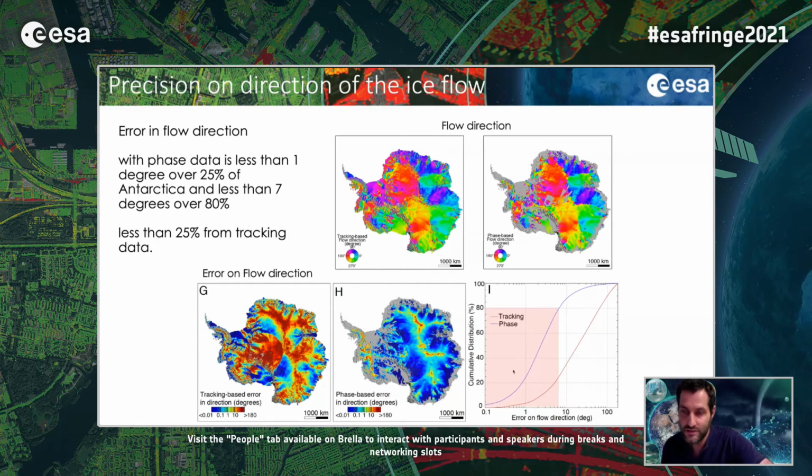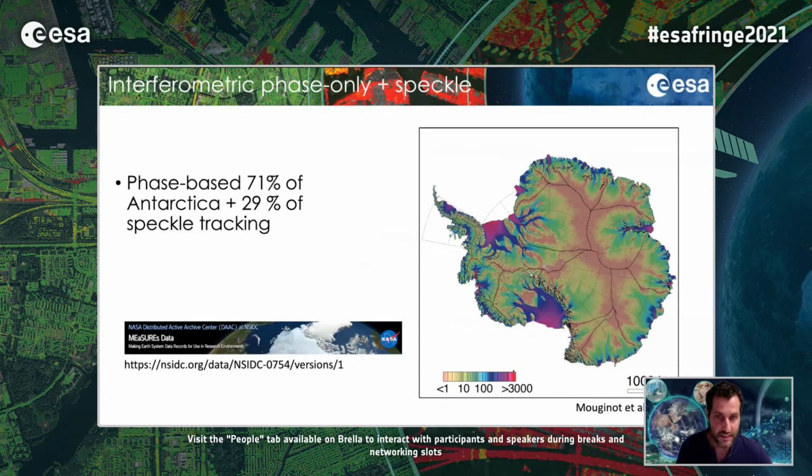And on the left, there is the same map using only phase, where you can see the device is much more defined and much more precise. And in terms of errors on the direction, there is this cumulative graph on the bottom, where you can see that actually now 80% of Antarctica can be mapped at a precision of less than 10 degrees, where it was only 25% before.